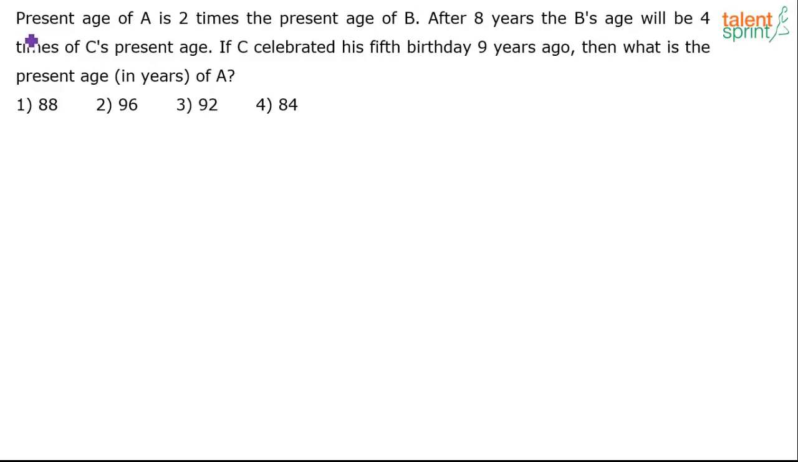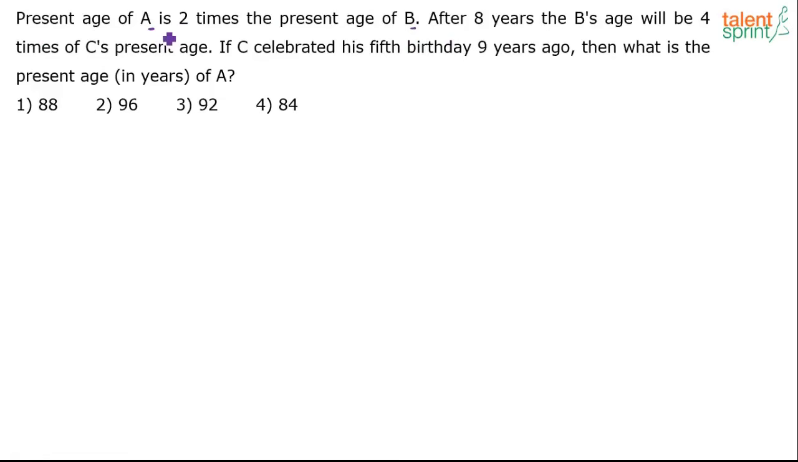See what it says. Present age of A is 2 times the present age of B. After 8 years, the B's age will be 4 times of C's present age. If C celebrated his 5th birthday 9 years ago, then what is the present age of A? So just go by the question. English sentences have been given. Convert this to mathematical equations. Simple. So let's assume that present ages are A, B, C respectively. Present age of A is A, that of B is B, and present age of C is C.